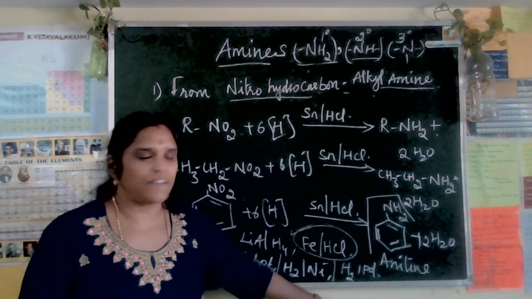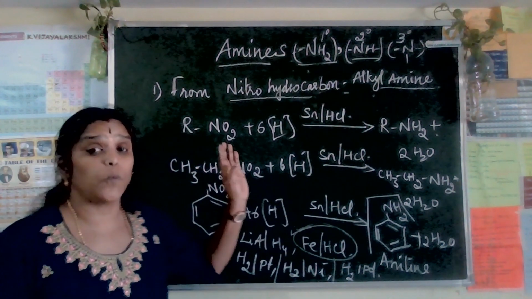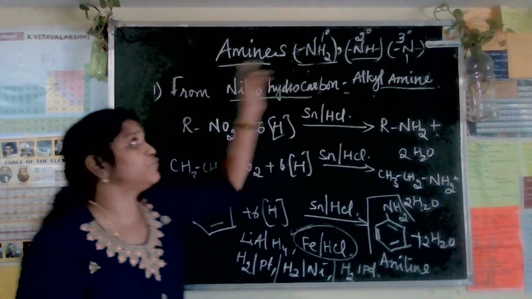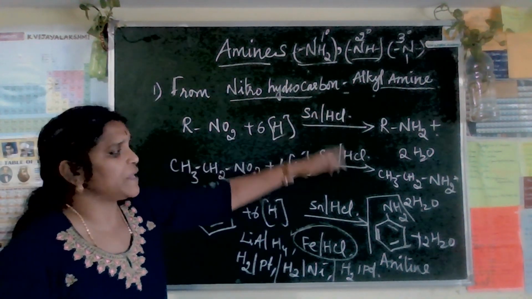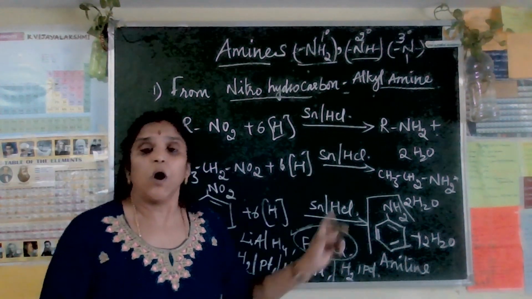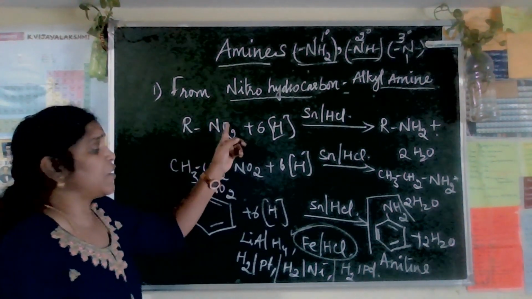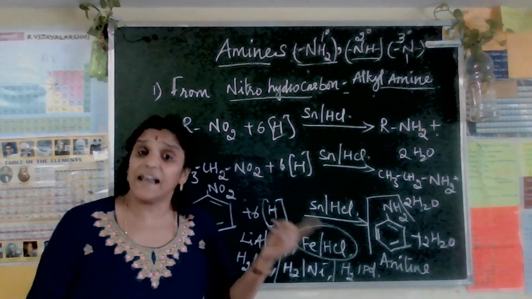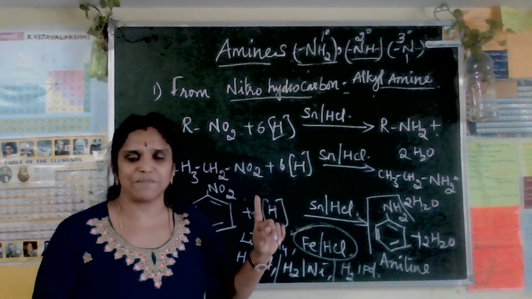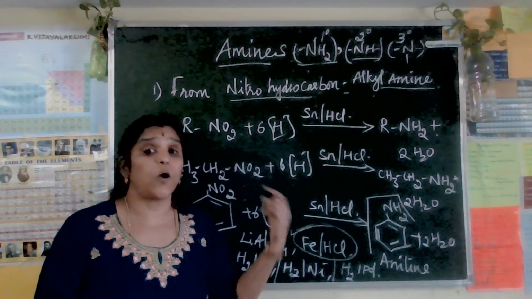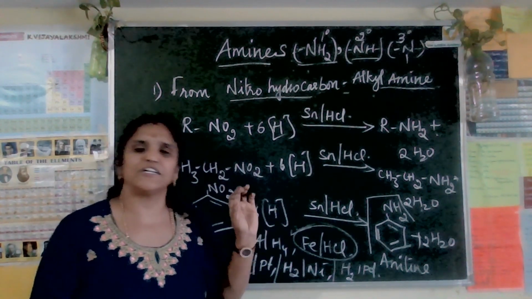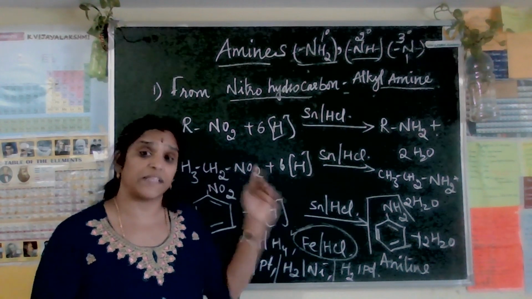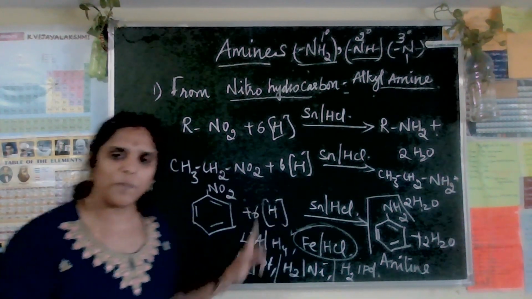Hope you're clear with this point of how we get primary amine, alkyl amine, from nitrohydrocarbon. The next one we are going to see is alkyl halide. How do we get primary amine from alkyl halide? That is very interesting. Let us go for that question to analyze it.